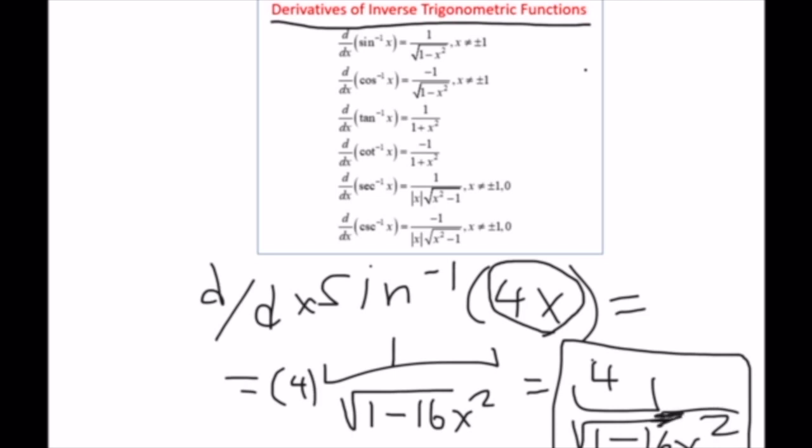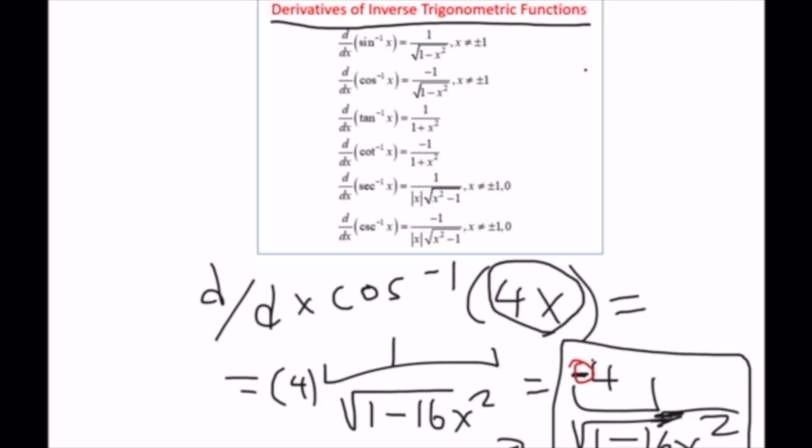Now let's change this problem a little. What if this problem was cosine inverse? If it was cosine inverse, then the biggest difference, as we can see in our formula table, is that the answer would be negative 4 over the square root of 1 minus 16x squared. That is the difference between a sine inverse and a cosine inverse. That is just a small thing to note.